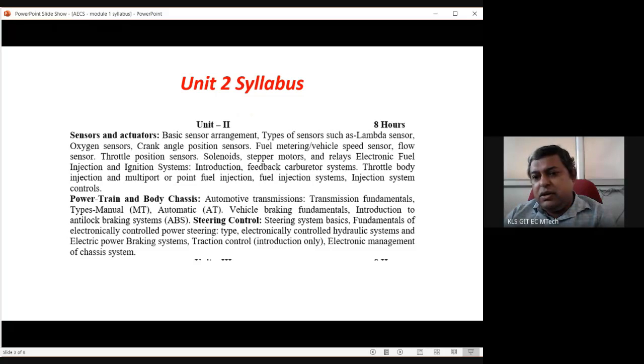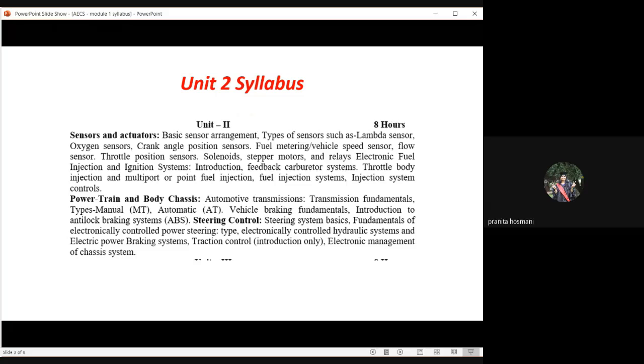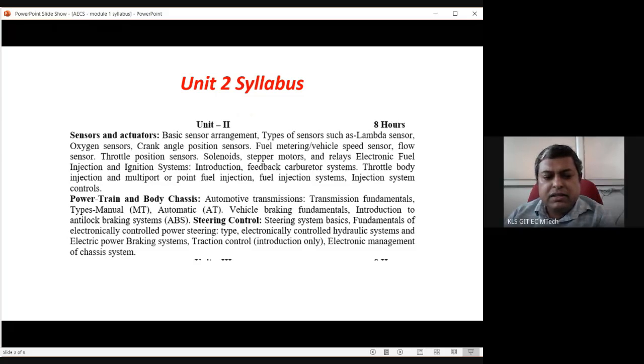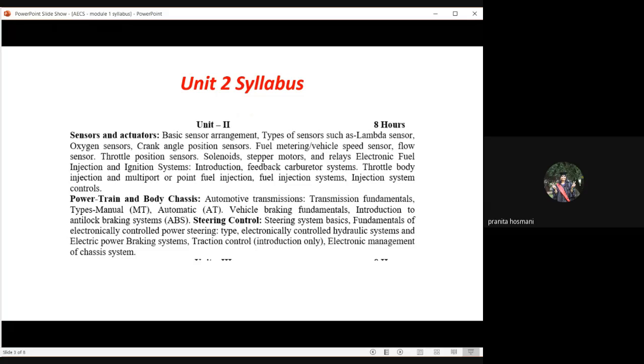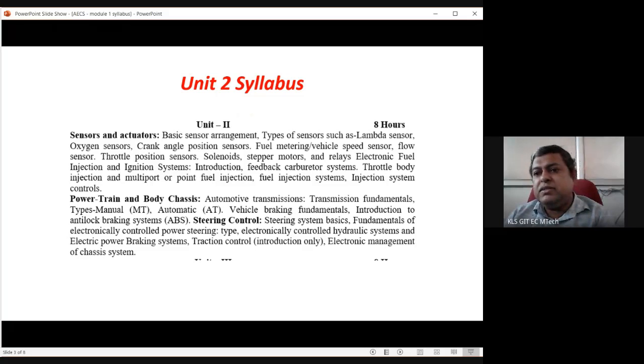So what we had been talking about was very basic sensor arrangements. Naveen has said that there are sensors like thermistor, thermocouple, and RTD. All those are temperature sensors. And Iram has said that LVDT is a pressure sensor. Pranita, can you name any sensor for any parameter? Anything that comes to your mind? Ultrasonic sensor. Very good. What does it measure? Distance. So it measures relative distance.